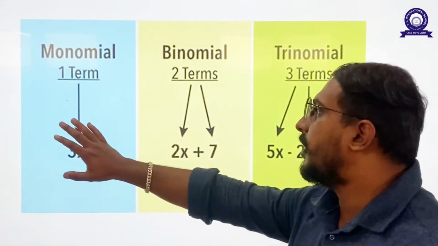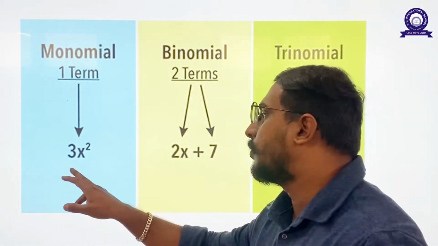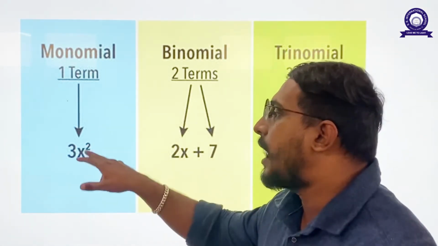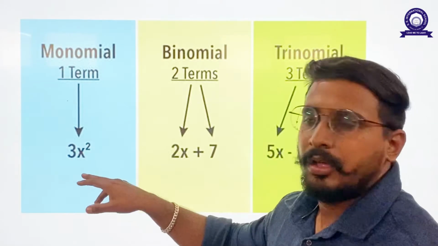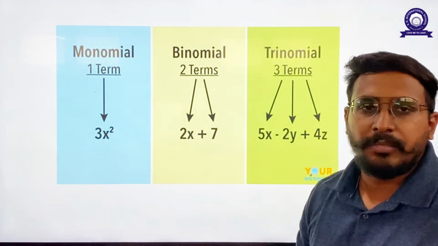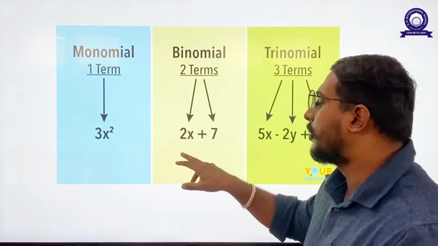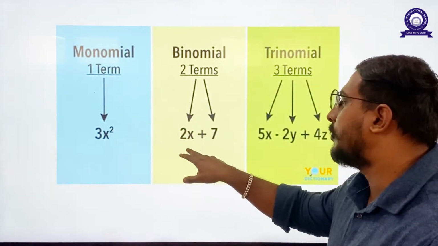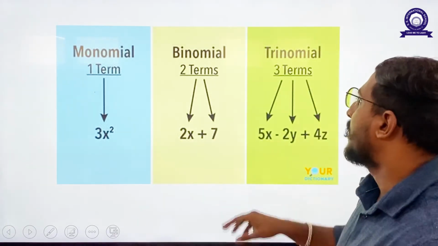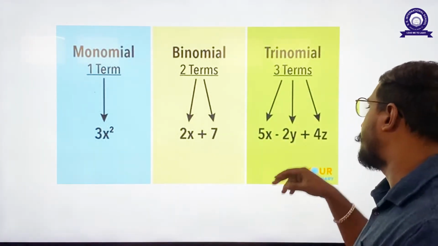Okay, so these are some examples of your monomial, binomial, and trinomial. In the monomial term, we'll be using 3, which is a whole number, and a variable, and the power 2, which means square. Okay, and in the binomial we'll be using two terms in which the number is also there and the variable is also used, and we can also use the power. Okay, so you can see over there in this binomial there are two terms, that is 2x and plus 7. Okay, and in trinomial there are three terms used, 5x minus 2y plus 4z.